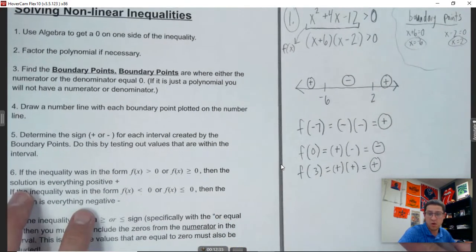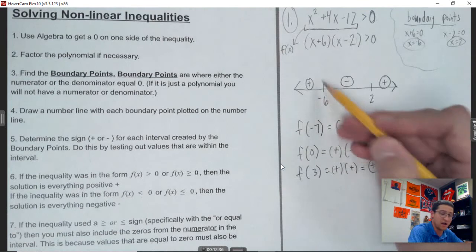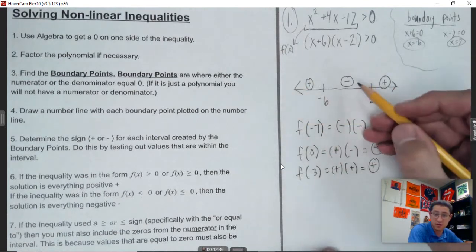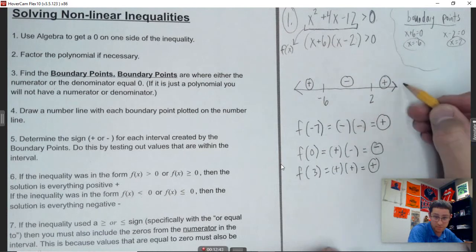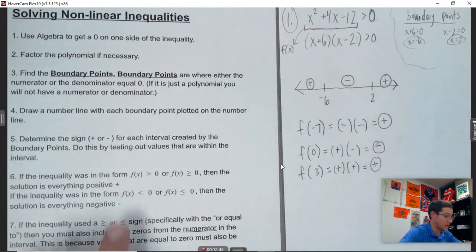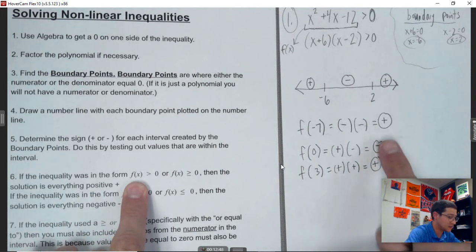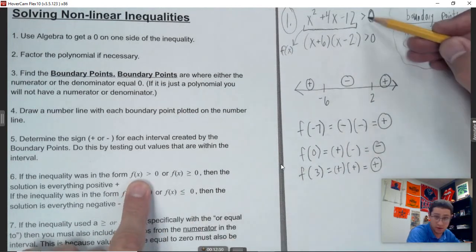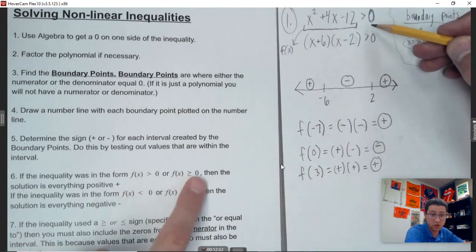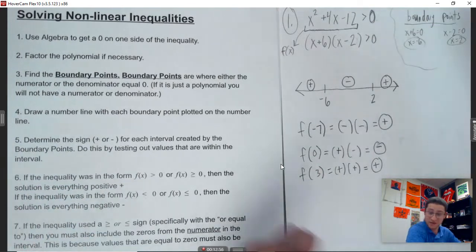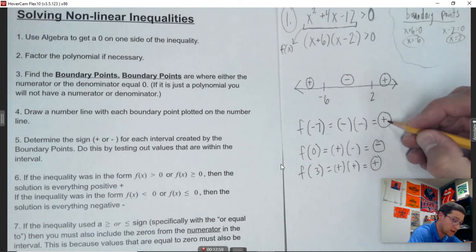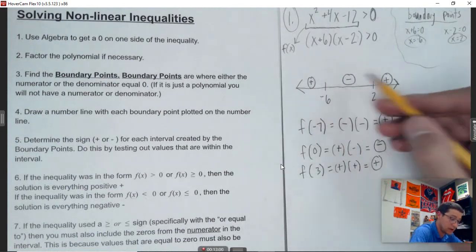All right, so we determined what these values over here were. They're positive y values, and then negative y values in between here, and then positive y values here. So which one are we looking at? Well, we're looking for when f of x is greater than 0. So in this case, my solution is everything positive, because I'm looking for when it is bigger than 0. So I've got these two intervals right here.